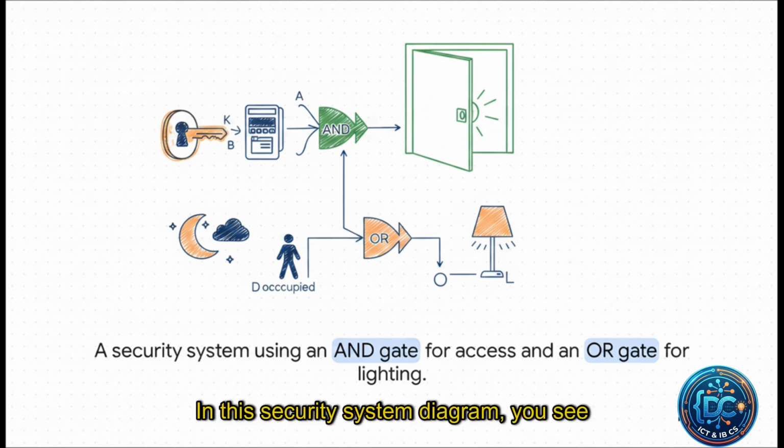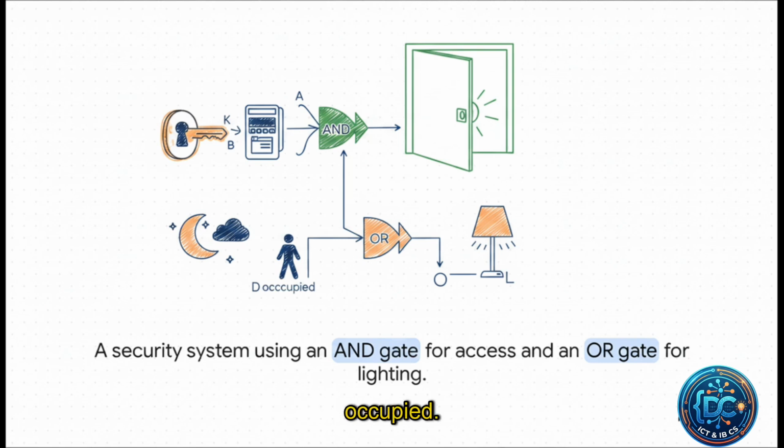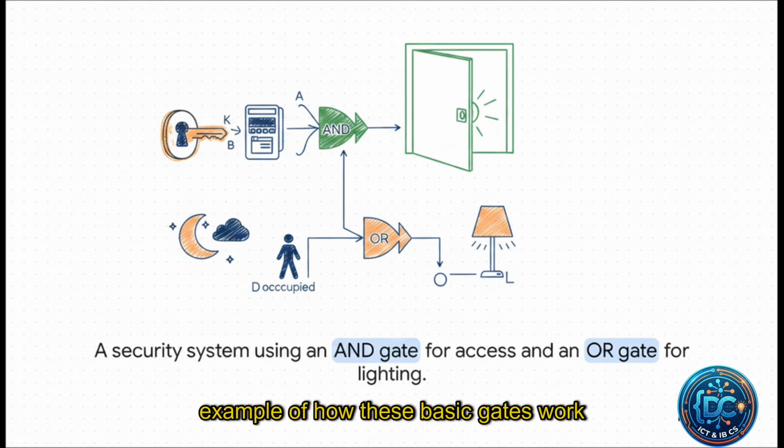Okay, let's look at a real, concrete example to make this stick. In this security system diagram, you see that access is only granted if the key code is valid and the badge is valid. Boom, that's a perfect AND gate in action. And then look below that, the light comes on if it's dark outside or the room is occupied. That's our OR gate. It's a really simple, clear, real-world example of how these basic gates work together.